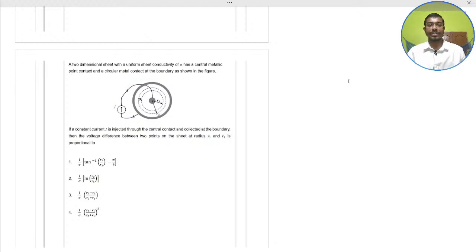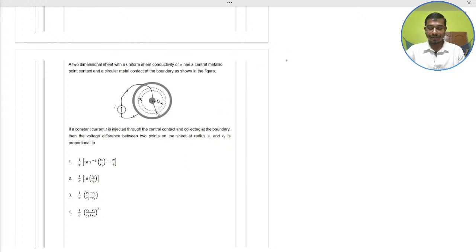A two-dimensional sheet with a uniform sheet conductivity sigma has a central metallic point contact and a circular metal contact. A constant current I is injected through the central contact and collected at the boundary. Then the voltage difference between the points at R1 and R2 is proportional to what? This is from electrostatics, from electromagnetic theory.